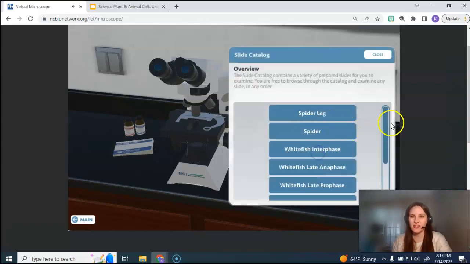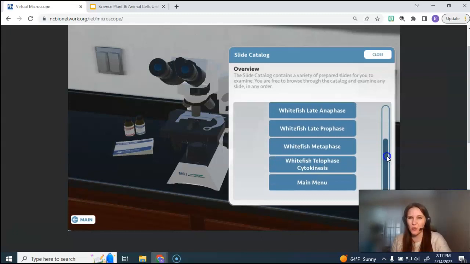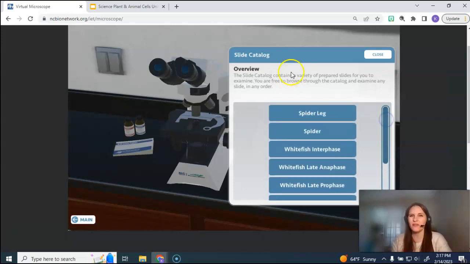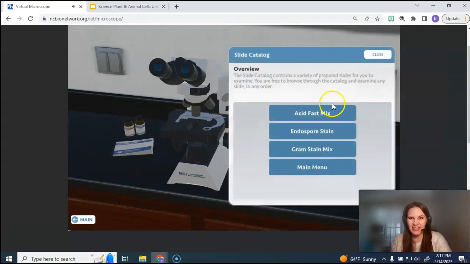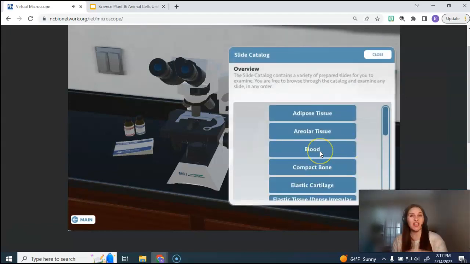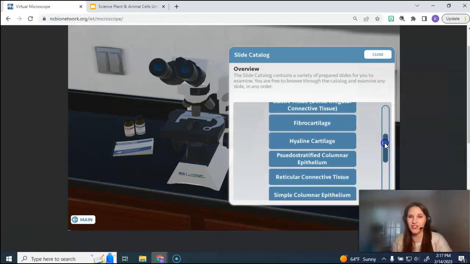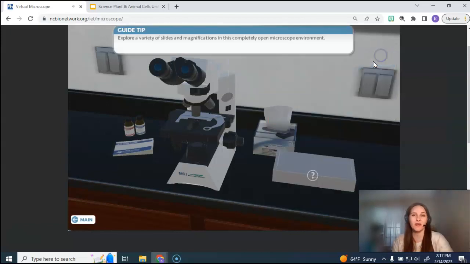So like in animals, there's spiders, spider legs. There's whitefish, different parts of whitefish. What else do we got here? Let's see, the bacteria. There's different types of bacteria that you can look at. Let's see what the human one has. You can look at drops of blood. Wow. Bone pieces, cartilage. Lots of different things in there. So just have fun exploring with that and seeing all the things that you can see with the microscope.